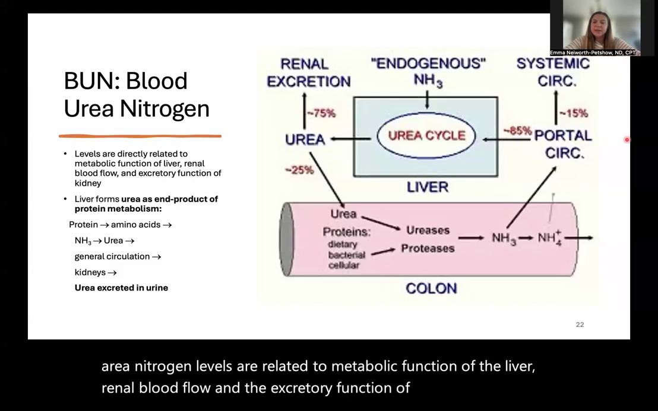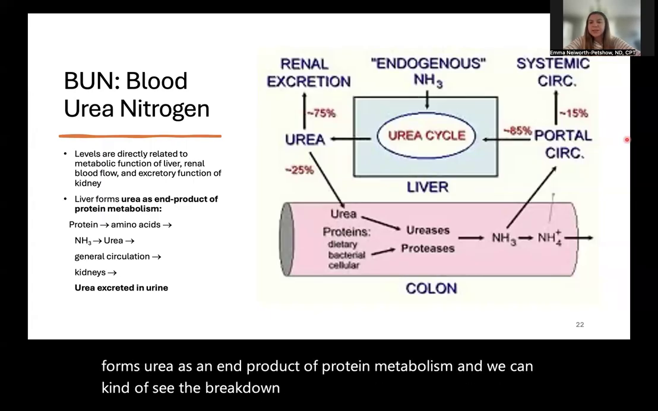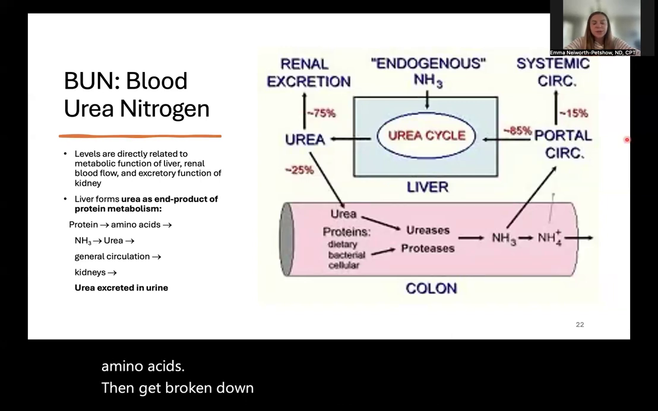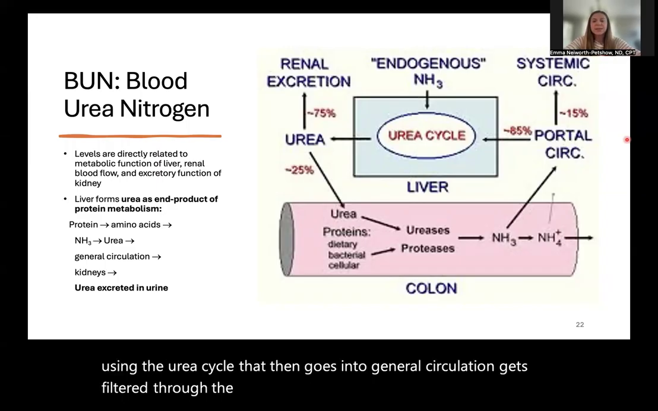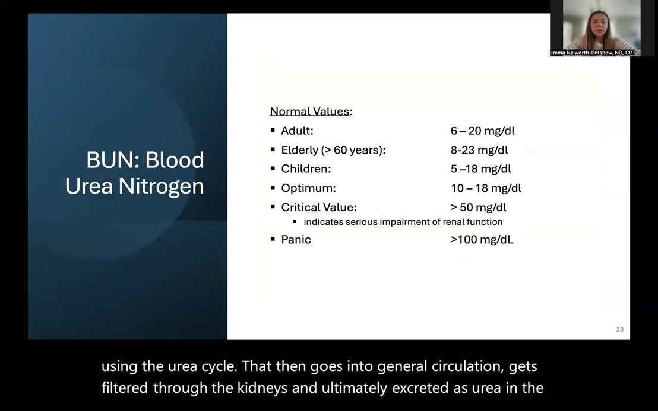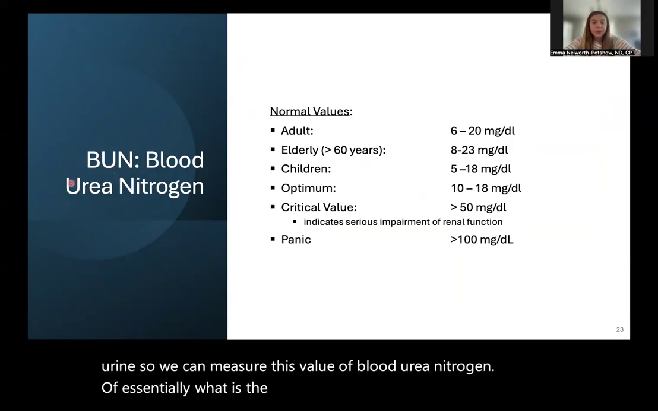of the kidney. The liver forms urea as an end product of protein metabolism, and we can kind of see the breakdown here. Proteins get broken down to amino acids, which then get broken down into NH3, which get converted into urea using the urea cycle. That then goes into general circulation, gets filtered through the kidneys, and ultimately excreted as urea in the urine. So we can measure this value of blood urea nitrogen, essentially the urea, the nitrogen load in the blood currently.